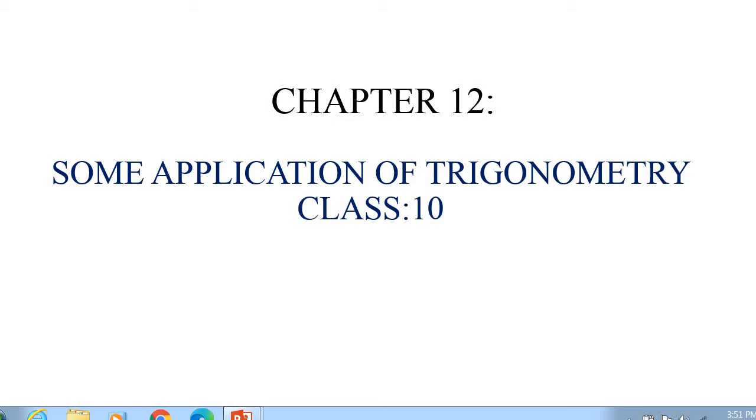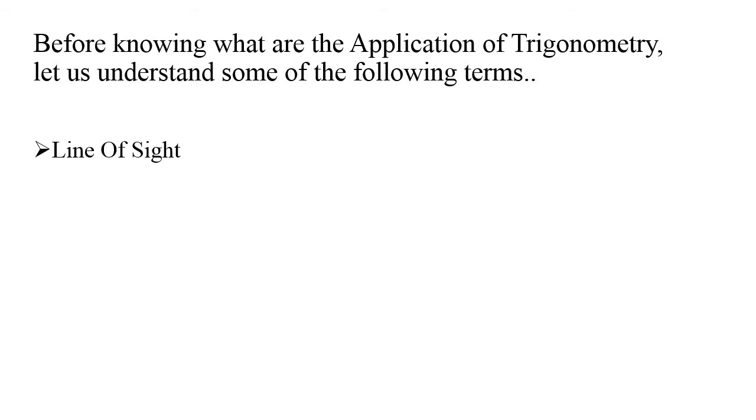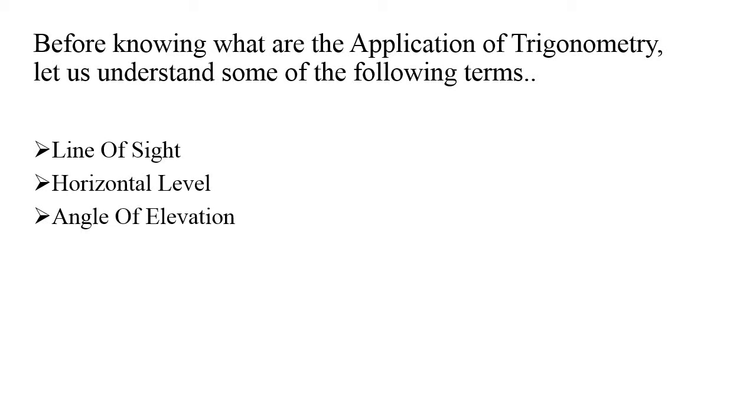and latitudes. In this chapter, we will see how trigonometry is used for finding the heights and the distances of various objects without actually measuring them. Let us know some of the definitions before starting our chapter. We have to know some of the terms which are related to applications of trigonometry. One is line of sight, horizontal level, then angle of elevation, then angle of depression.